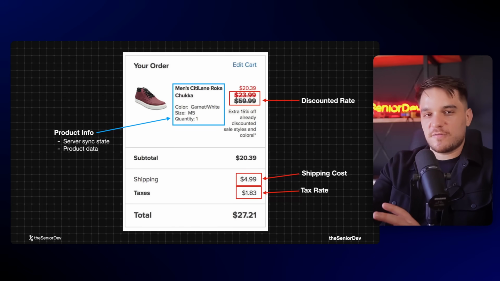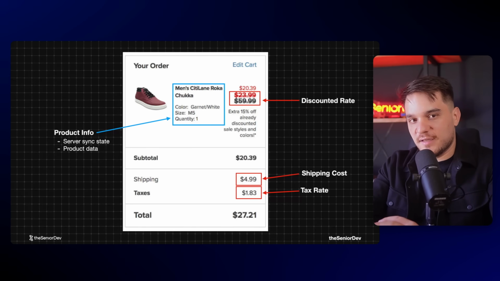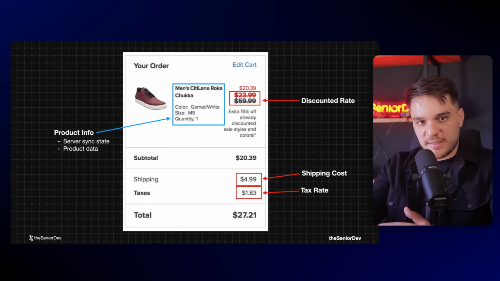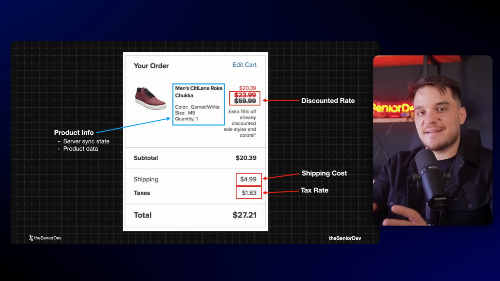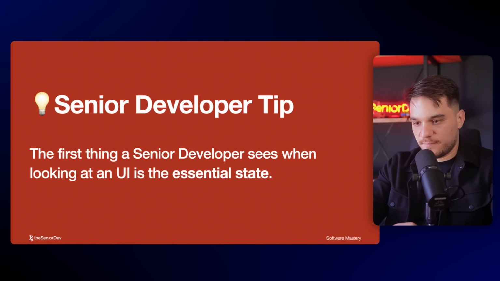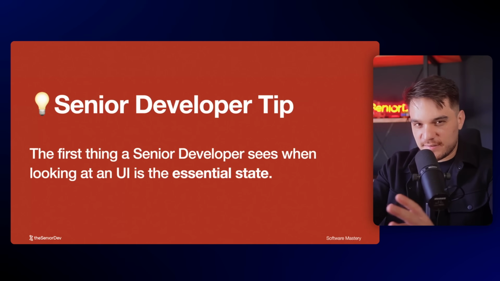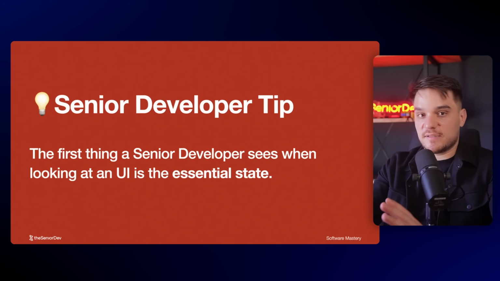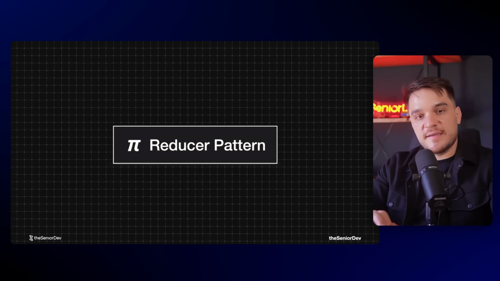And so as a senior front-end engineer, you just want to condense and use as little state as possible to render the UI. State is not usually a good thing because it can cause re-renders, and you need to test the UI differently. So the more deterministic it is, and the less state you have, the better. And as a senior developer tip, the first thing a senior front-end developer sees when they look at the UI is the essential state. That's the first thing they look for. And that's why they're much faster than somebody that's a junior or mid-level that gets distracted by all the other details. Let's move on with number 9, the reducer pattern.